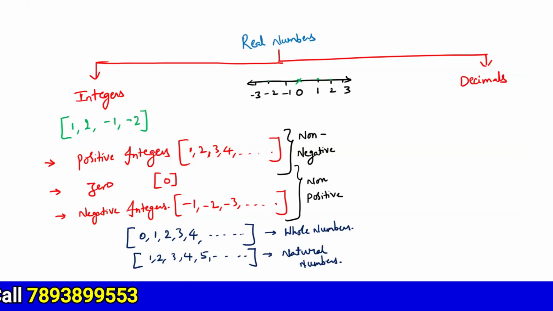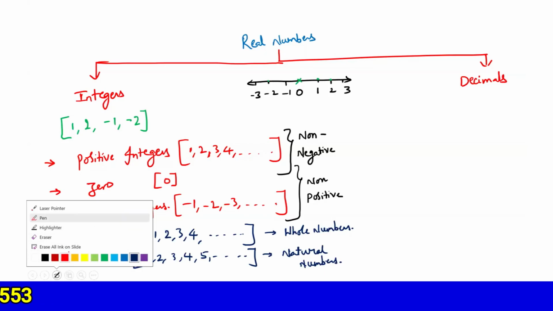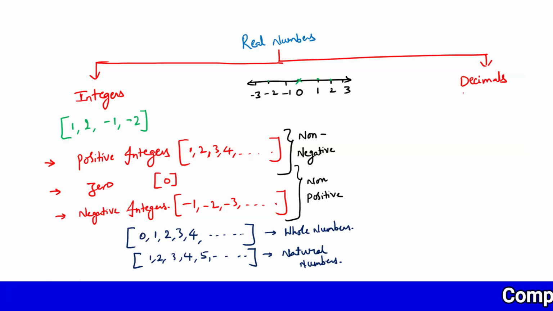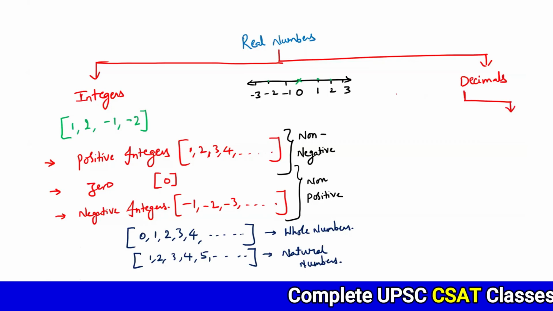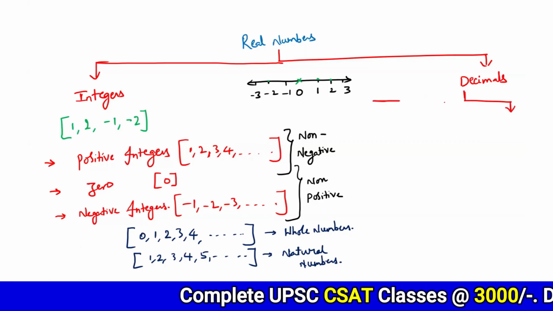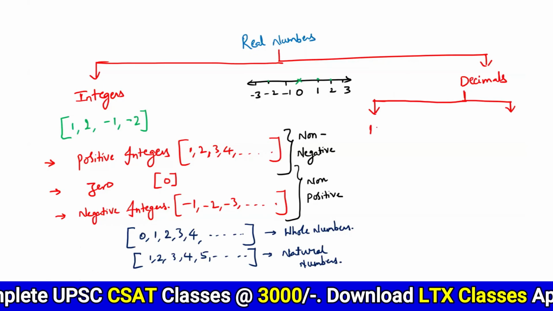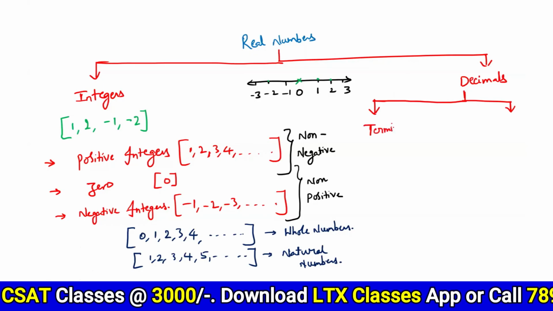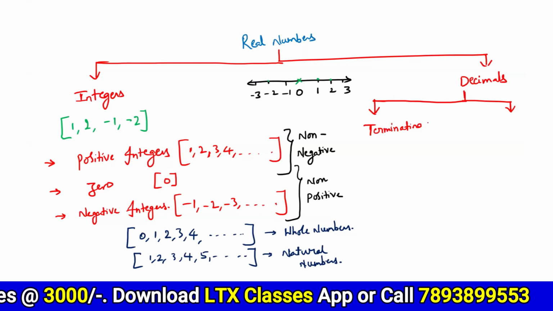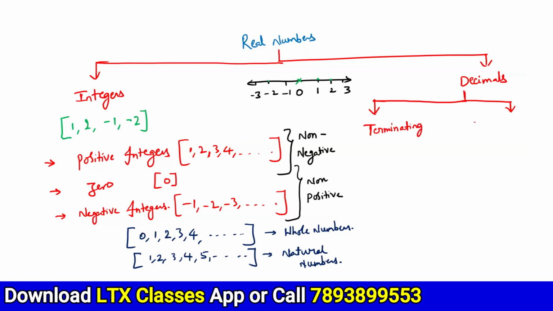Now coming to the decimals. Can you tell me how decimals are classified? I mean the further classification regarding decimals. Terminating, non-terminating. Very good. So the first one is terminating decimal, and the next one is non-terminating decimal.